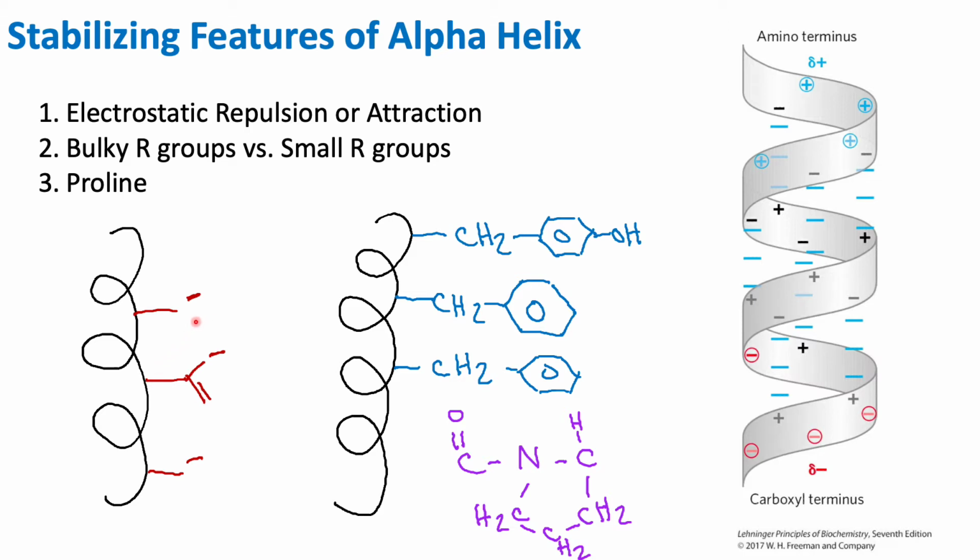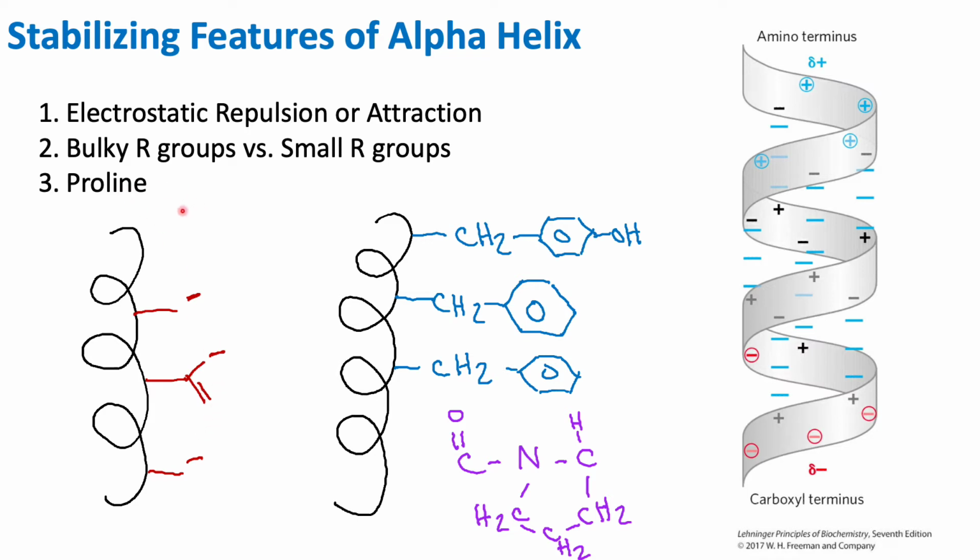Now, one way we can get rid of these negative charges is if we protonate these R groups. And in order to protonate them, we would have to decrease our pH. So if we decrease the pH, we will make the alpha helix more likely to occur.